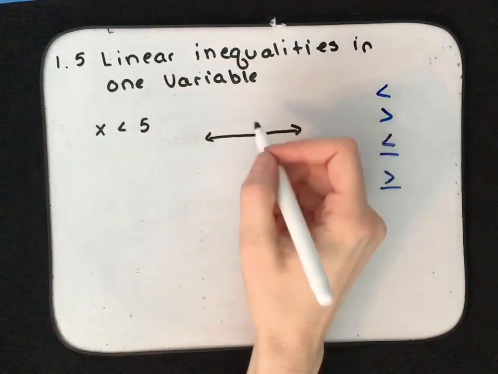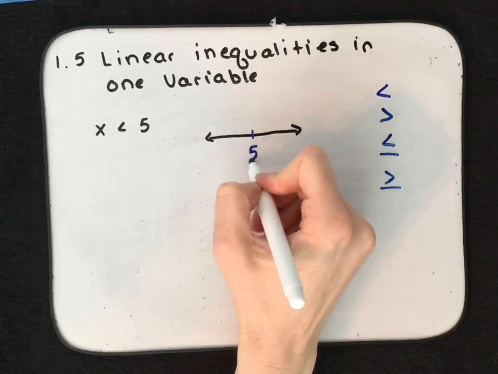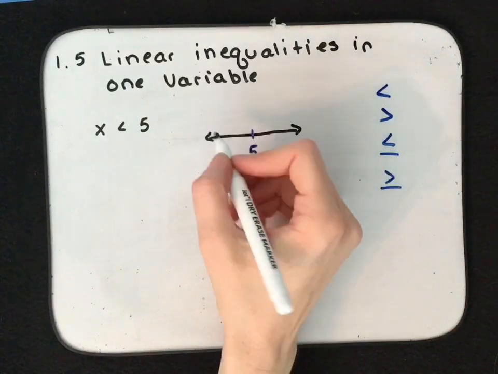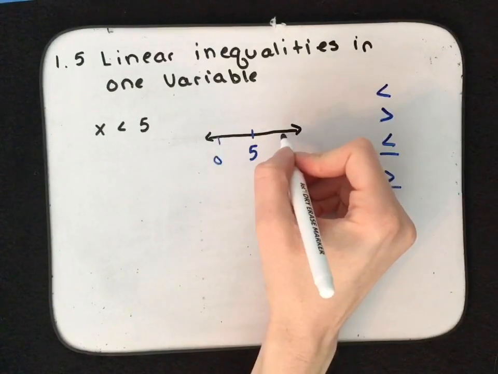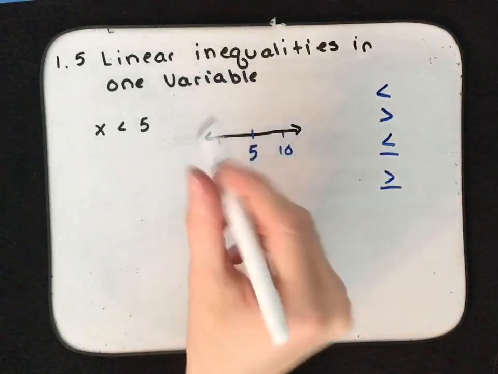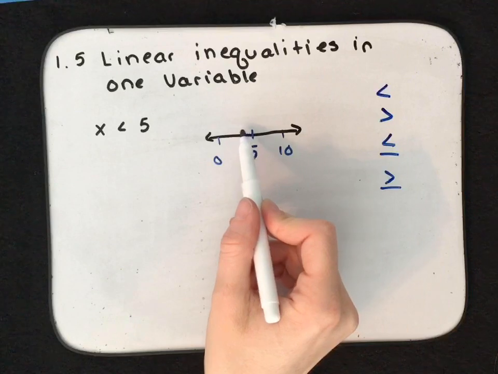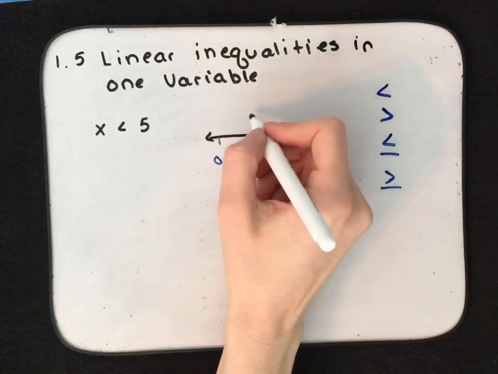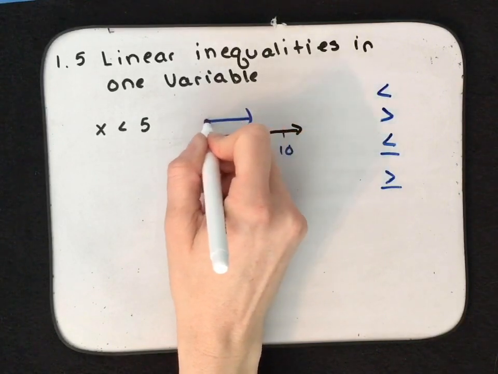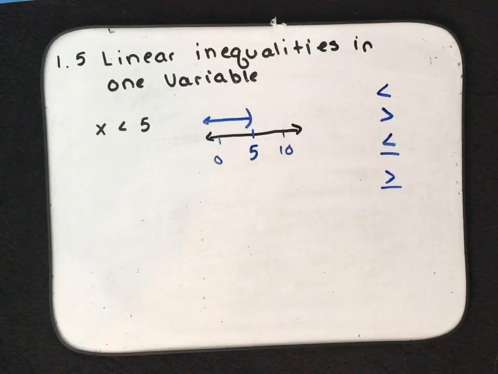If we notate on our number line, 5 being right here, that means that we need all the values that are less than 5. So 0 would be on this side, 10 would be on this side as we count on our number line. So all the values less than 5 would be all the values from 5 and below. We can't use 5, so we're going to use a parenthesis, but then we can use all the values less than 5. So it would look like this.